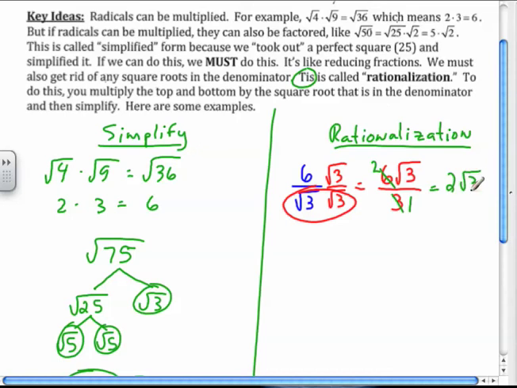So do you see, we've got to get that radical out of the fraction, out of the denominator. And so we just multiply the top and the bottom by that radical, and it gets rid of it.